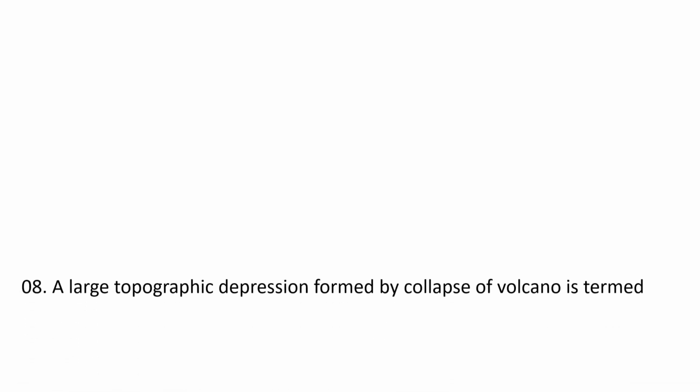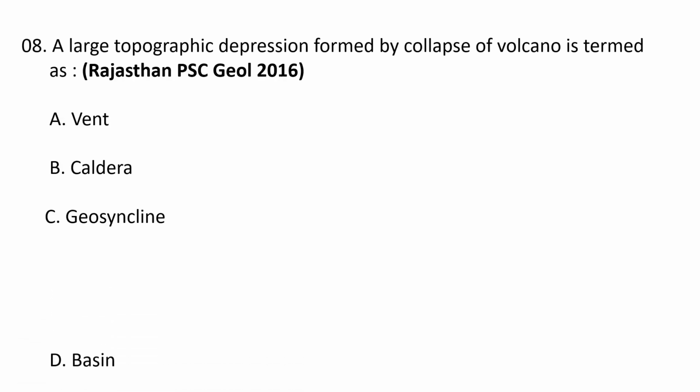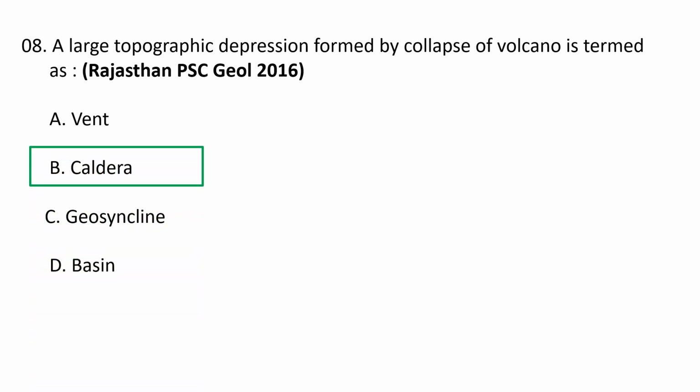Next question. A large topographic depression formed by collapse of a volcano is termed as A. Vent, B. Caldera, C. Geosyncline and D. Basin. A large topographic depression which is formed by the collapse of a volcano is termed as a caldera. A caldera is a large depression formed when a volcano erupts and collapses. So during a volcanic eruption, magma present in the magma chamber underneath the volcano is expelled and often erupts forcefully.